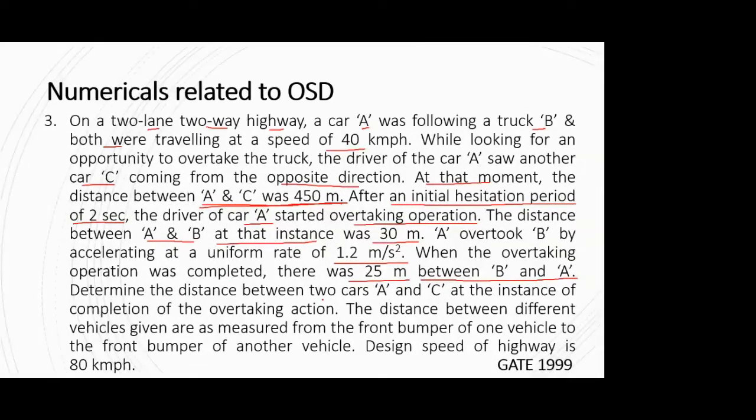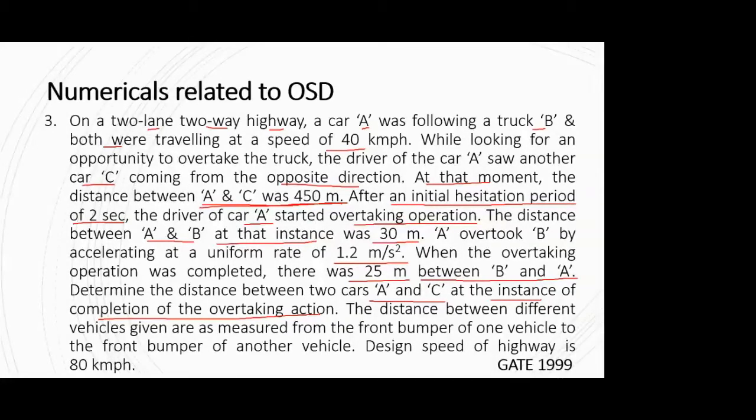Determine the distance between the two cars A and C, that is the overtaking vehicle and the oncoming vehicle, at the instance of completion of overtaking action. So as soon as the overtaking operation is completed, at that time instance, what would be the distance between the overtaking vehicle, the fast moving vehicle, and the oncoming vehicle which is coming from the opposite direction?